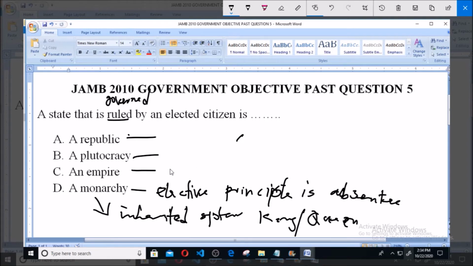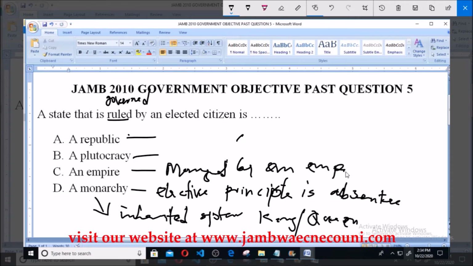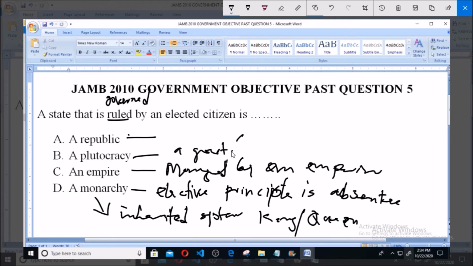Then an empire is managed by an emperor. An empire is a very large kingdom. Then plutocracy, a government of noble persons.